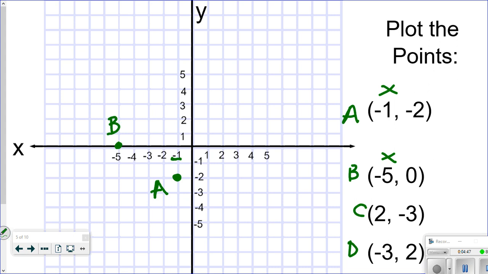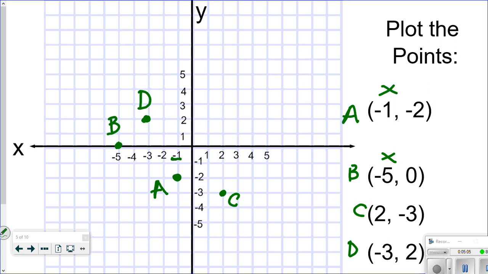C is 2, negative 3, so I'm going to go over to 2 on my x-axis, and then down to negative 3, and there would be my C. And then D is negative 3, so I'm going to go to negative 3 on my x-axis, and up to 2, and that's my D right there.